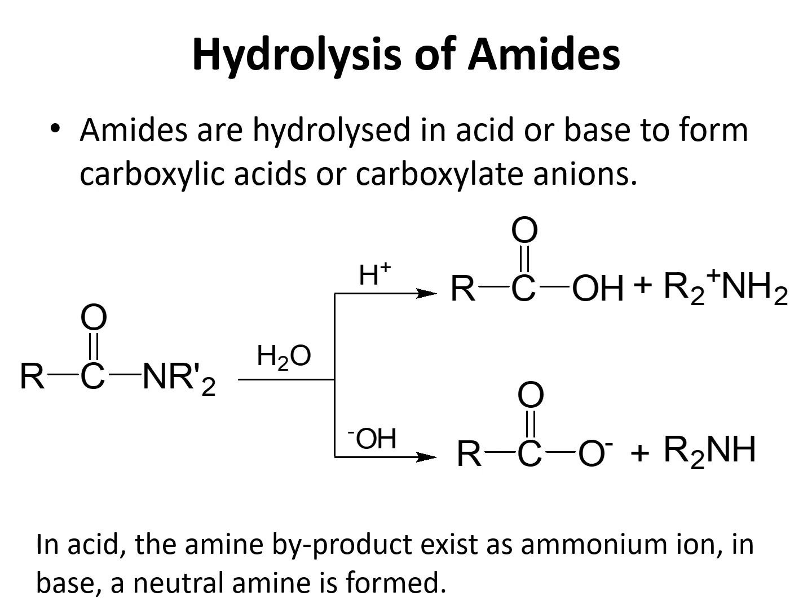For example, if you have amide hydrolyzed in water in acidic conditions, you will get carboxylic acid, and you have the amine byproduct. It will exist as an ammonium ion, while in base, dissimilarly, you have the carboxylate ion, but you will get a neutral amine instead. So please remember, if you hydrolyze amide in acidic conditions, you will get carboxylic acid and ammonium ion, but in base, you will get carboxylate ion and neutral amine.